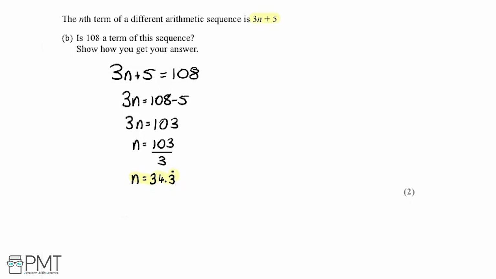They're discrete values. So we've got a term at n equals 1, a term at n equals 2, a term at n equals 3, and so on. But we don't have a term here. So no. It's important to put this bit in, so no, because we're answering the question. It's saying, is it a term? We're saying no, because 34.3 recurring isn't an integer. So it's not possible, because we know n can only be values. So for example, 1, 2, 3, 4, it can only be integers.